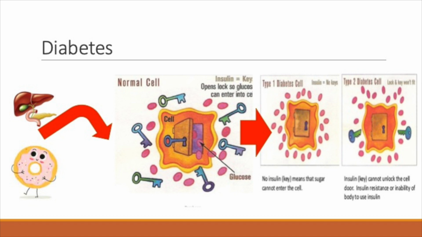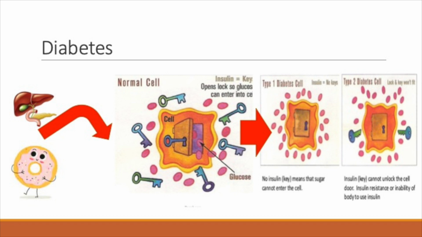So where does insulin come from? Insulin comes from the beta cells in the pancreas, and it's represented by the picture here to the left. The liver is the brown organ that you see there, and the pancreas is the yellow organ that you see below the liver.